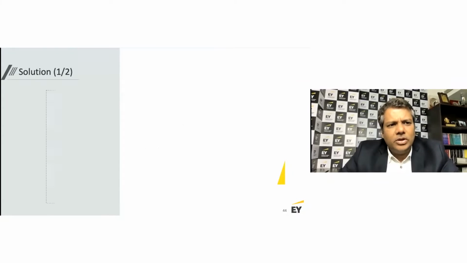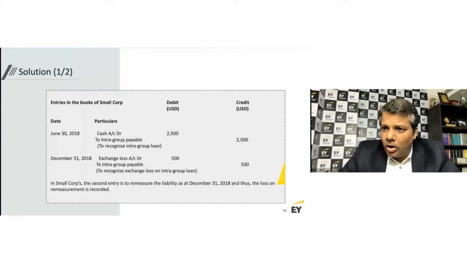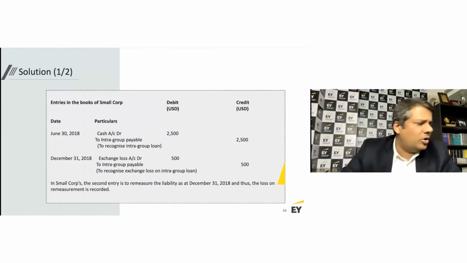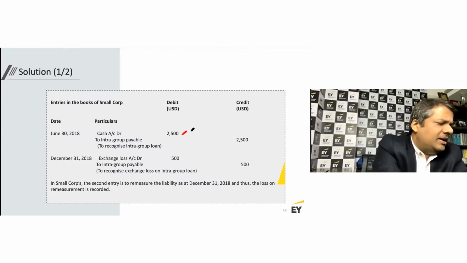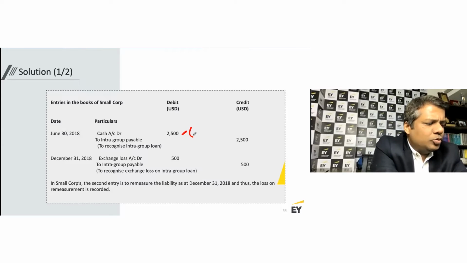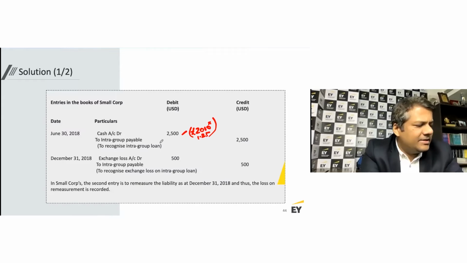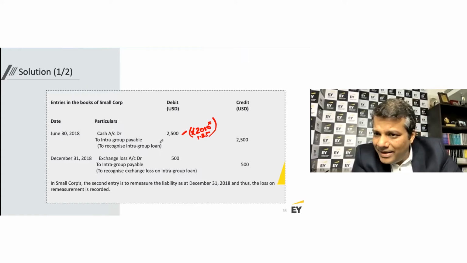Okay, so let's look at the solution in the books of Small, the subsidiary. I'm going to record cash account debit 2,500, which is nothing but 2,000 GBP into 1.25, right? You get to 2,500. So I did the debit to the cash account and the credit to the loan account, and then on December 31st, I have to repay GBP how much? 2,000. Now the exchange rate has moved to 1.5.